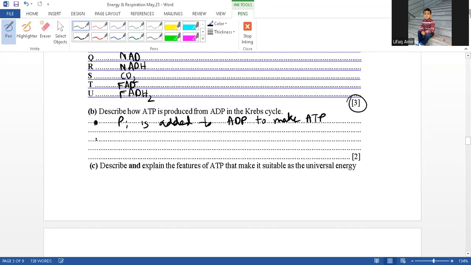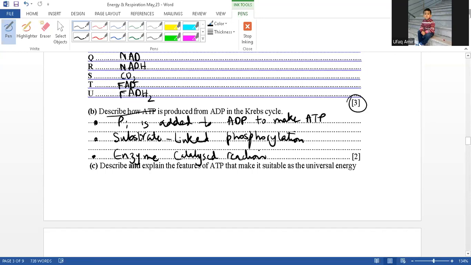Secondly, this is substrate linked phosphorylation, which takes place in Krebs cycle. And thirdly, we all know that all these steps are enzyme catalyzed. So this is enzyme catalyzed reaction. So that's an extra point. They are saying how ATP is produced, so we can mention the presence of enzyme, that enzyme catalyzed reaction.